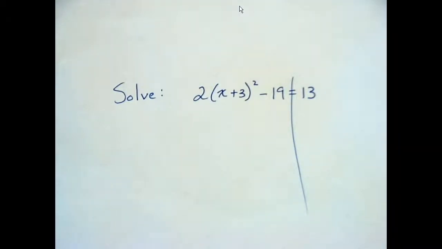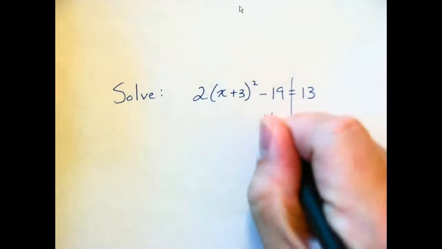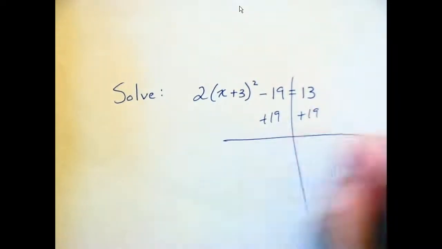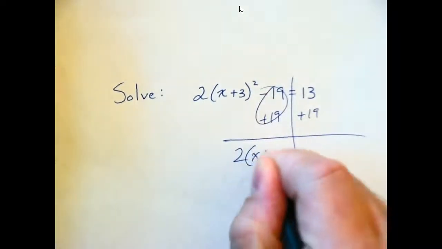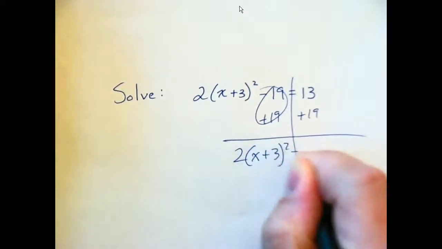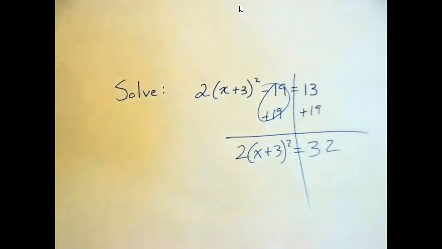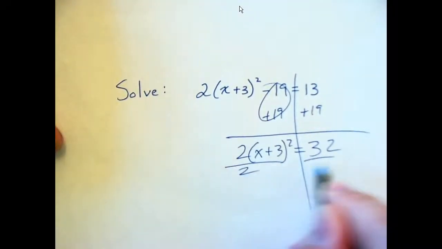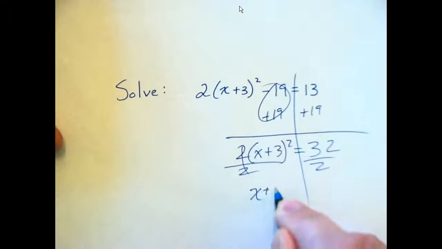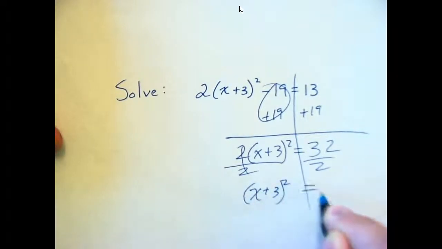Okay, what do I do? Add 19. Okay, that's 0. 2 times x plus 3 quantity squared equals 32. And now what? Divide by 2. X plus 3 quantity squared is 16. Now what?